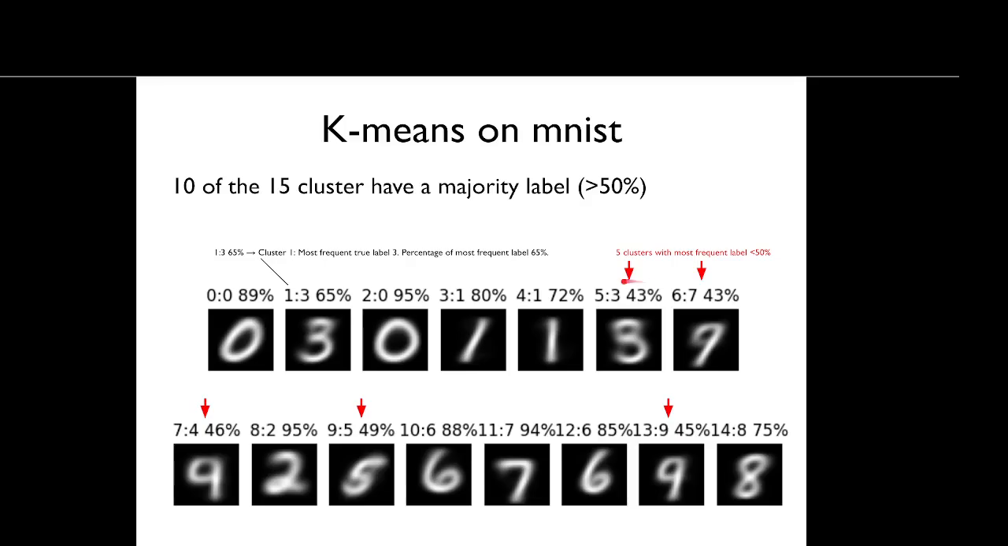5 clusters have as most frequent label a label that occurs in less than 50% of the cluster members. And you can directly see from the average, yep, this is probably sitting somewhere between 3 and probably 8, or maybe also 5. This is probably between 9 and 7, 9 and 4 over here. Yeah, you have the 46% are 4, so it means the others will probably be 9. So overall, 10 clusters that seem to be very, very coherent, and 5 clusters which are somewhat in between.